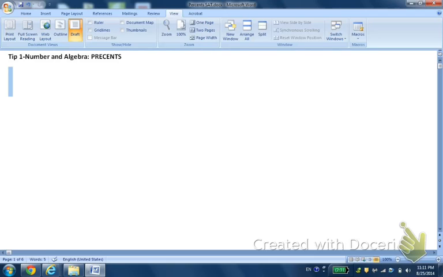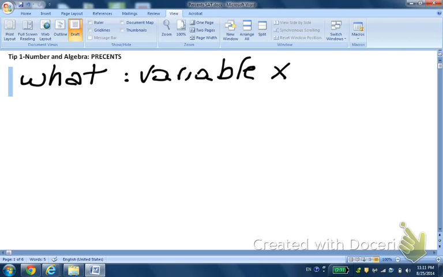First things you want to know is a bit of vocab that's very important for the SAT. We're going to start off with a few words that you want to make sure you understand what they mean, so when they pop up on the SAT you know how to translate these in sentences. The word what basically means a variable. It could be variable x, it could be any letter you want.